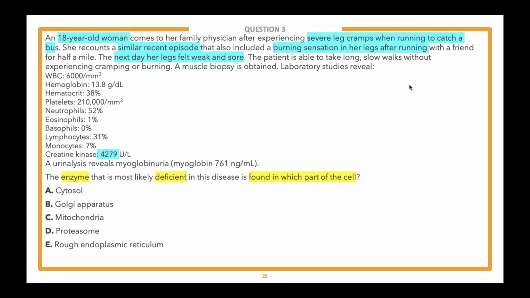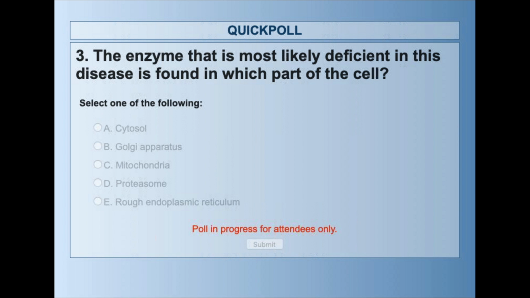Answer choice E, rough endoplasmic reticulum. D, proteasome. C, mitochondria. B, Golgi apparatus. And A, cytosol. So we're going to go ahead and open up that poll. Select the location you think that deficient enzyme would be found in, and we'll talk about it in just a few seconds.